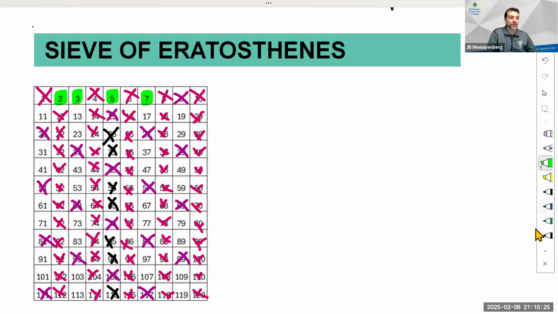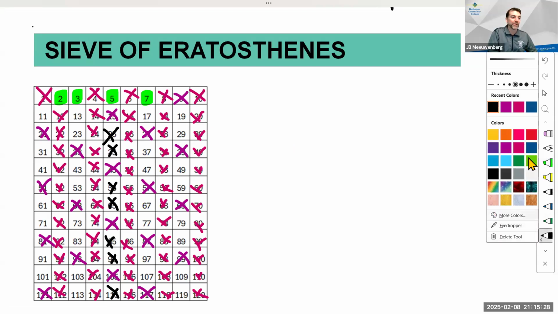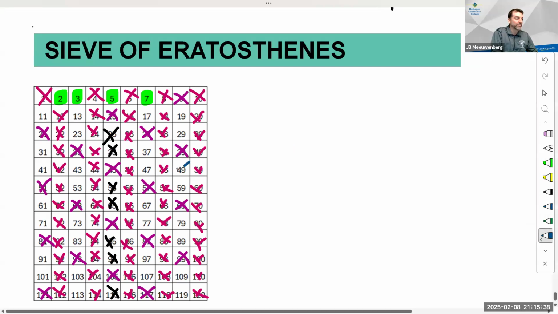Now we have to go through and ask, do we have any multiples of 7 that haven't been crossed off yet? Well, count by 7. 7, 14, 21, 28, 35, 42. There's one, 49. Cross off 49, 56, 63, 70, 77. There's one. 84. There's one. 91, 98, 105, 112, and looks like 119. I think I got the rest of them.